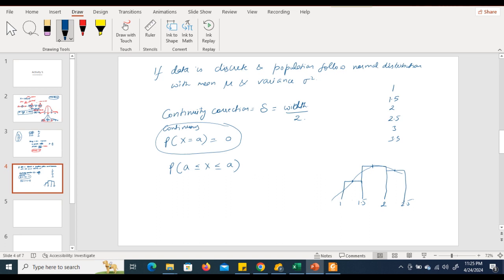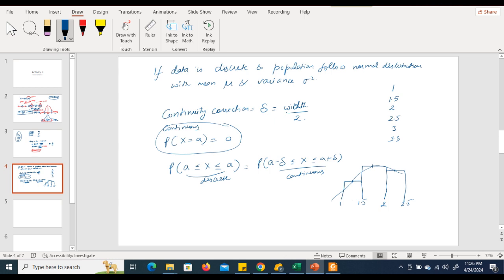Okay, so if we have a sign of equality, then we need to convert it into continuous form by adding and subtracting. In the left limit, we are going to subtract the continuity correction, that is a minus delta, and in the right limit we are going to add the continuity correction to convert this discrete into continuous form, okay. So we need to convert in this way.